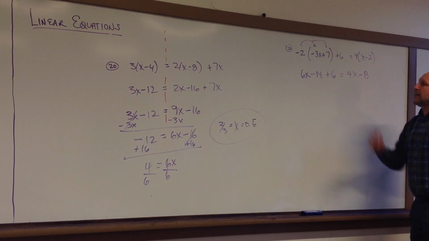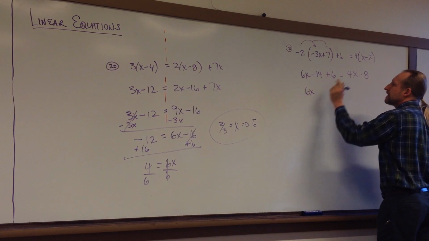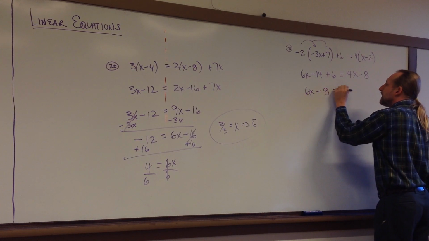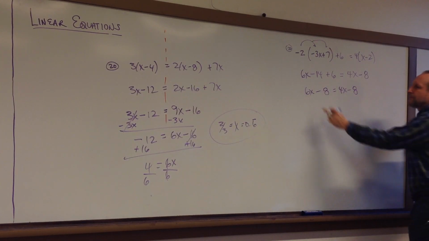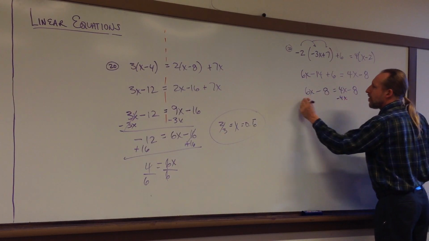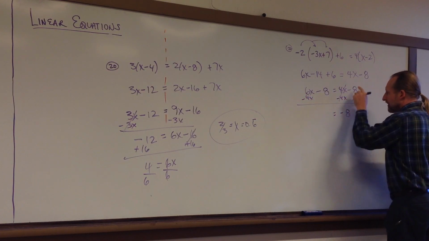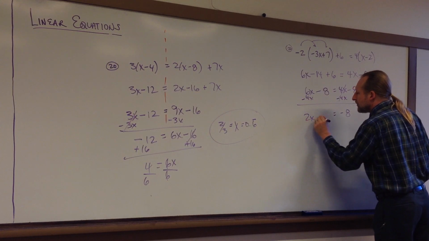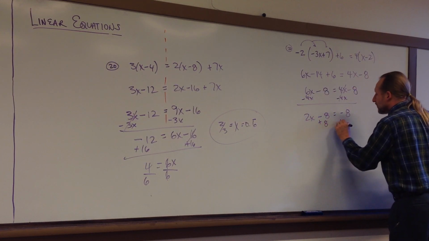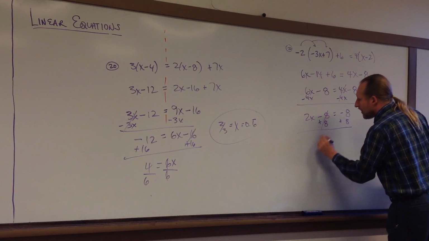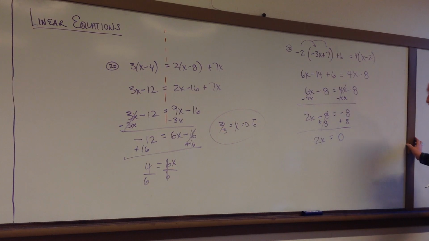So let's put these together. They're on the same side, so we just calculate. Minus 14 plus 6 makes minus 8. Okay, now I'll move the 4x over to this side. Those cancel out. That leaves me with negative 8 here and 2x minus 8 on this side. Add the 8 to both sides. Leaves you with 2x here. On this side, you get 0.